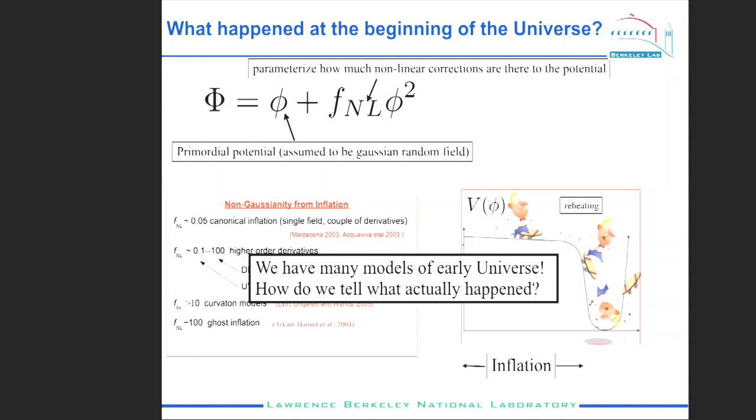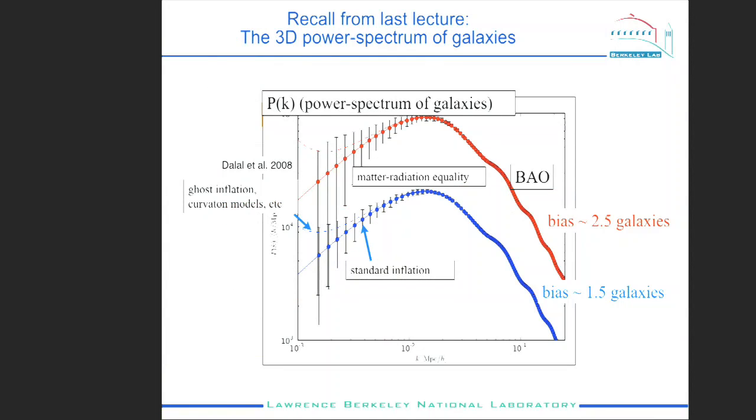Is it multi-field inflation or single field? This is a summary of what large-scale structure tells you. We have the BAO wiggles on this side. You have the matter-radiation equality determining what scale the peak is at. And then the standard inflationary scenario is this line, while all these other inflationary scenarios give you excess power at the larger scales. So this is a summary of large-scale structure.